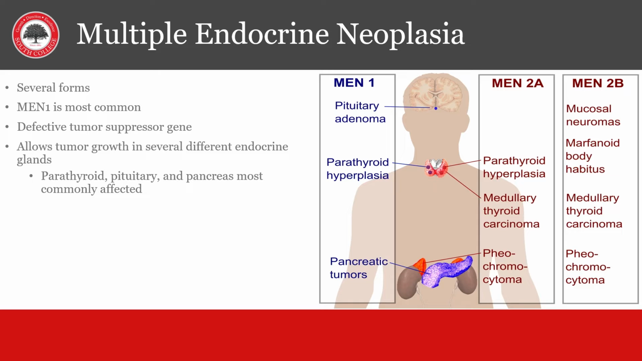MEN, or multiple endocrine neoplasias, come in two types, and the second has two subtypes. MEN1 is the most common of these, and they're genetic disorders with defective tumor suppressor genes.